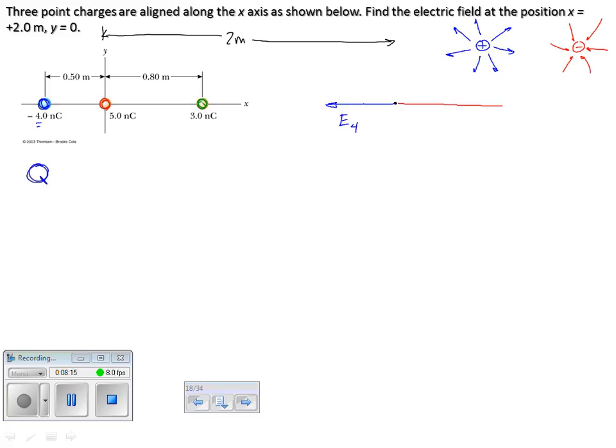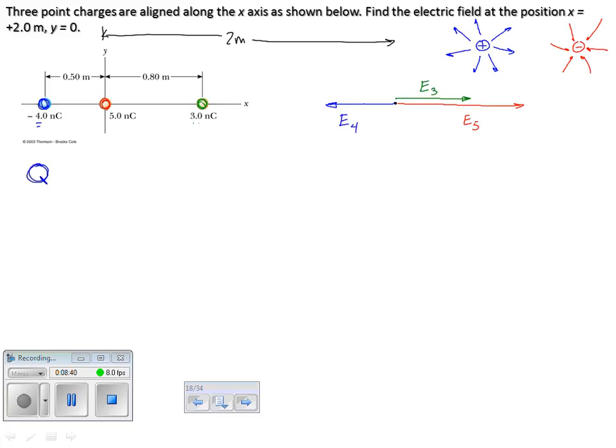Well, it's going to be bigger. And the reason is 2 reasons. One, we're closer to that charge, and it's a stronger charge. Now E3 is also, charge 3 is also positive, but it's a weaker charge, but we're closer to it. Hard to tell here. I'm going to say, just arbitrarily, it looks like that.